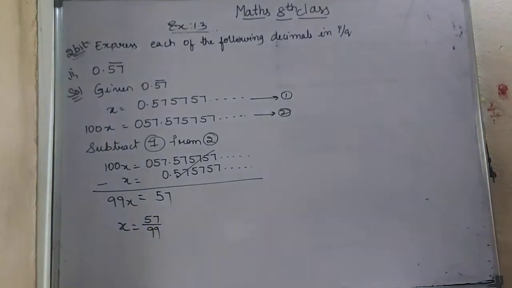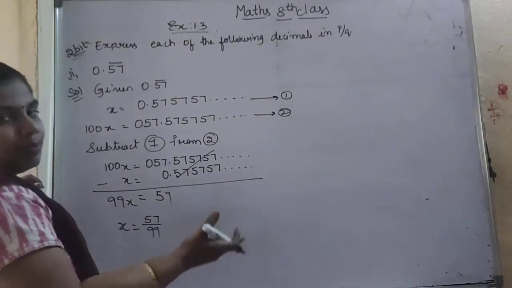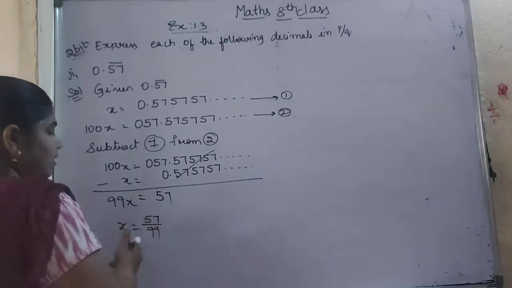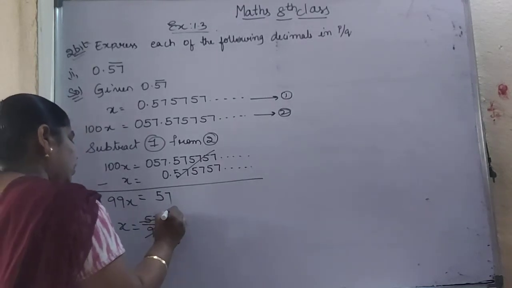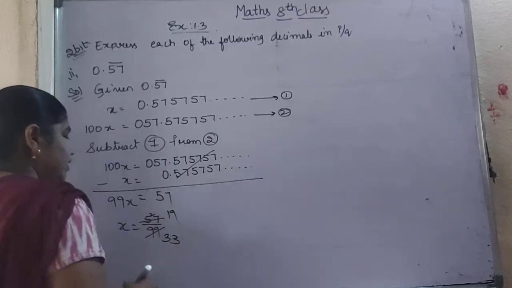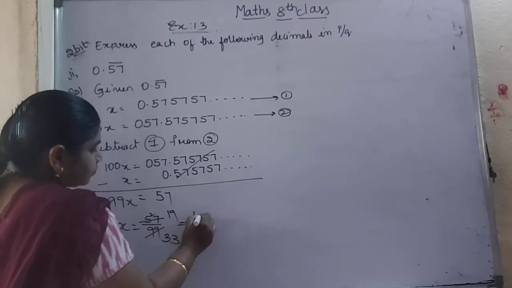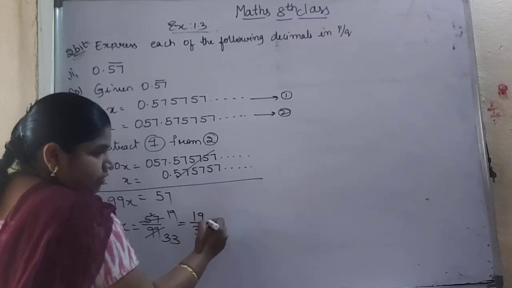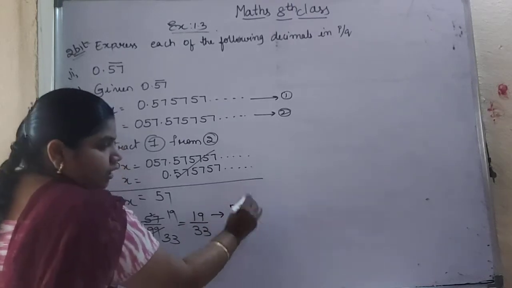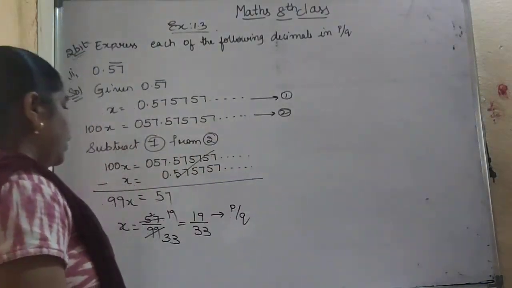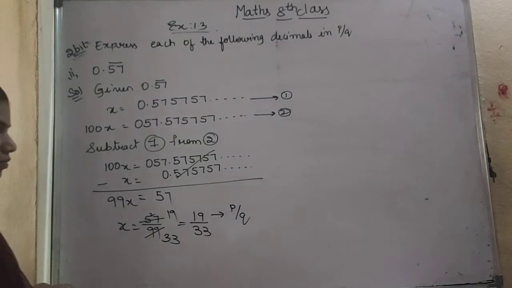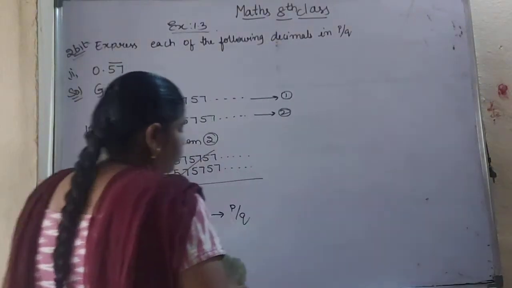So you can stop here, as this is also in the form of p by q, or you can simplify it more. We can convert it into simplest form by cancelling in the 3 table. So 3 33s are 99, 3 19s are 57. So that will be 19 by 33. So this is also in the form of p by q. Okay. So next is the third one.